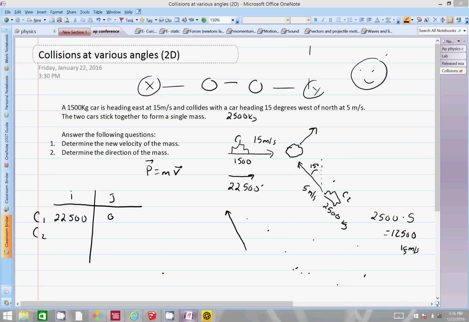So now this guy goes here, and let's draw my line right here. Come on, there we go. And then here we go. So this makes two vectors, and I want to figure out essentially my I component and my J component. So this angle is 15 degrees.